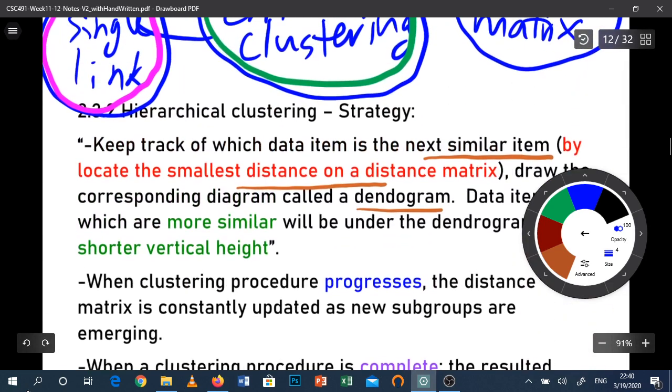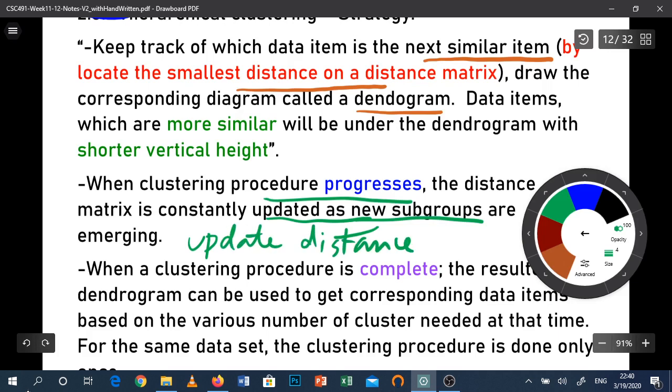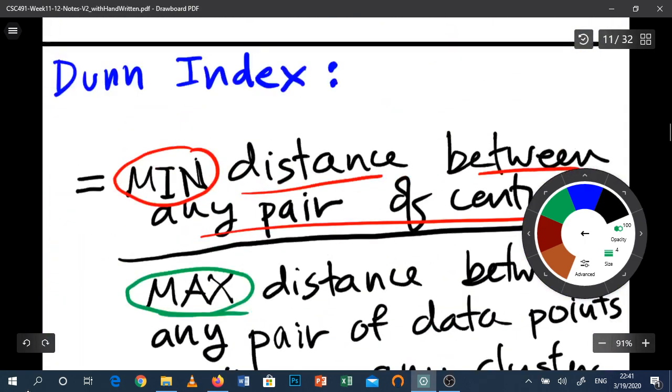Therefore, in hierarchical clustering, the algorithm keeps trying to perform these repetitive merges. While the algorithm progresses, new subgroups are created and emerging, and we have to update the new subgroups and also update the distance matrix. Let's look at what the distance matrix is. One more example.